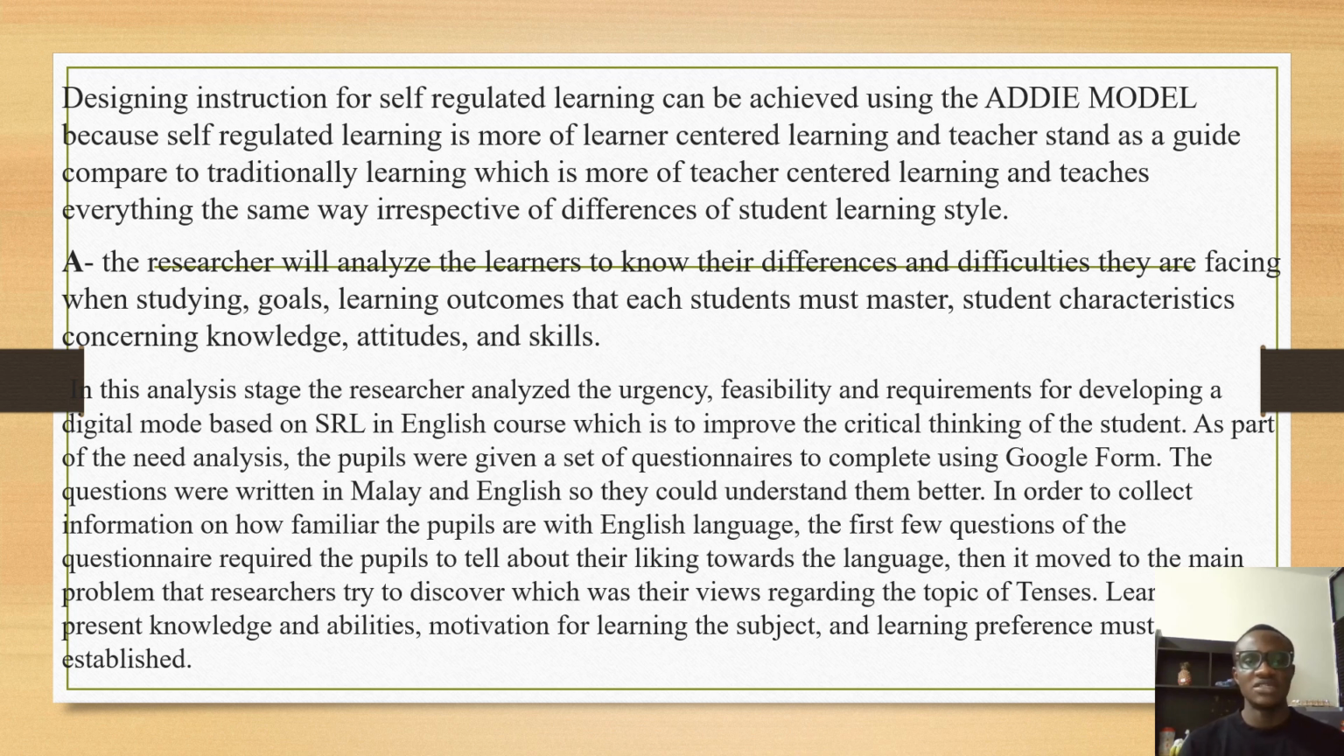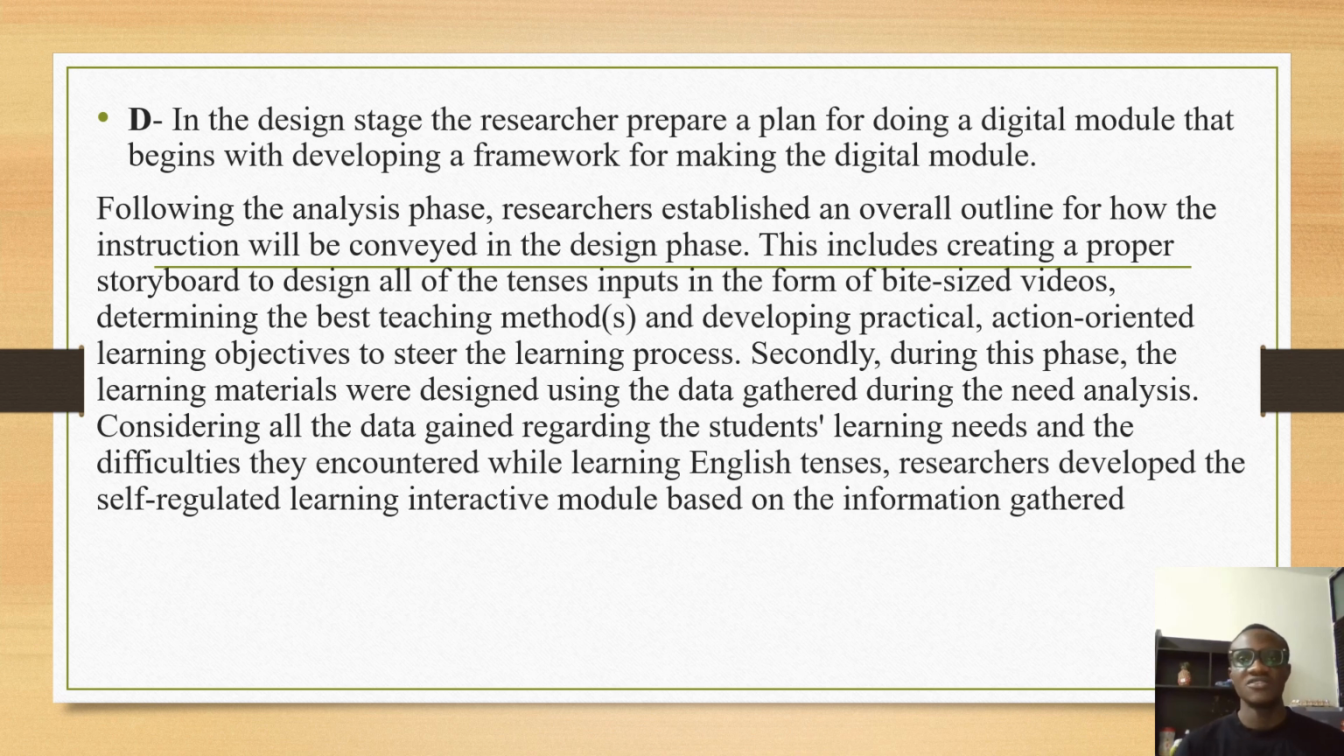Still on the analyze stage, the main problem that the researcher is trying to look at is what they see about the topic, which is tenses. In the Google form, the researcher asks about their learning preferences or needs, what they think, their abilities, their present knowledge, and motivation for learning the topic in English language. All those we analyze in the analyze stage so the researchers can have their feedback to design the instruction for them. The second one is D, which stands for the design stage.